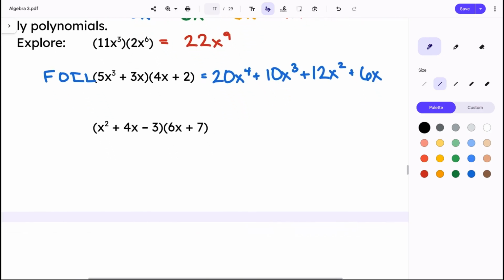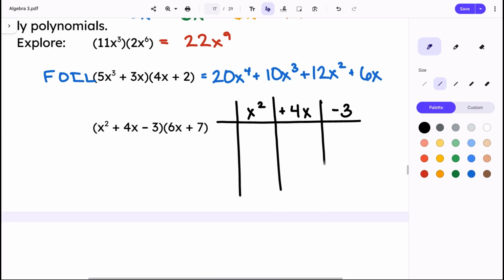And I don't know if you were with Mrs. Westhoff, she may not have showed you the box method. But how that works is you basically are going to make a big rectangular array. So we're making a box basically. And across the top, I'm just going to put the first polynomial. So x squared plus 4x minus 3. And then I'm just going to draw columns to kind of separate those terms. Then along the left-hand side, I'm going to put my other polynomial, which is the 6x plus 7.